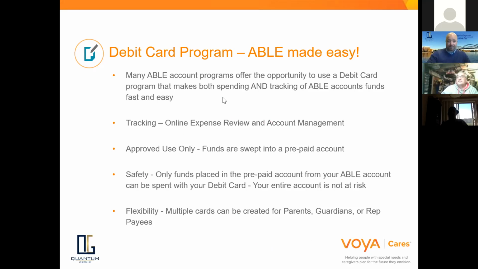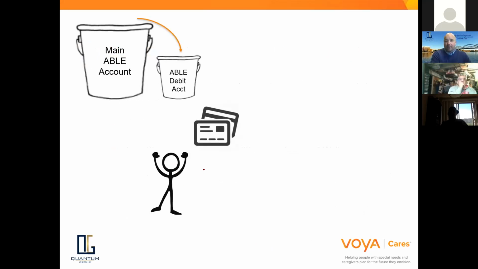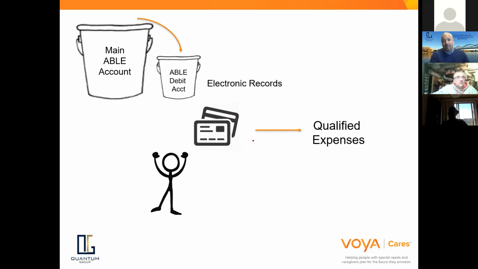As a picture, you've got your main ABLE account, and the beneficiary owns the ABLE account. You can take your money and put it into an ABLE debit account with your debit card, spend it on qualified expenses, and also have electronic records that are available for you at any time in the case of an audit. You feel safety in the sense that only a portion of your account is technically exposed, and you also have the ability to honor any audits that come about.